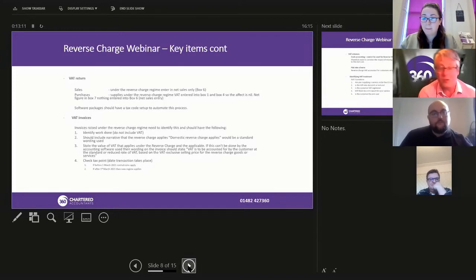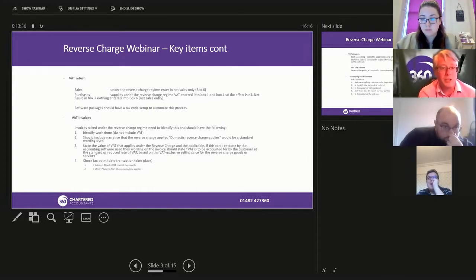So then coming on to the VAT returns, a lot of the software solutions should have the relevant places for you to enter these details. Again, if anyone's struggling to find how to do this, then you need to contact us directly. As I said, we've worked with Xero and with Sage, so we should be able to steer you in the right direction.